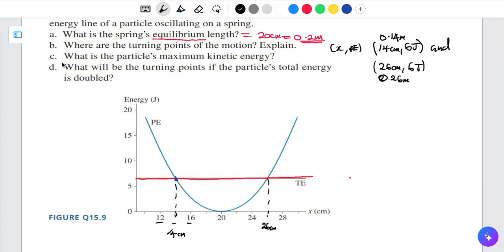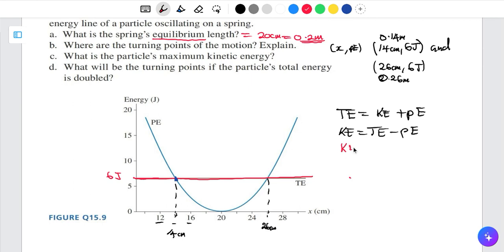So question C: what is the particle's maximum kinetic energy? We have total energy, which is equal to kinetic energy plus potential energy. We are finding the kinetic energy, so kinetic energy is equal to total energy minus potential energy. What is the total energy that we have? It is this one here, where the line is drawn for the total energy, which is approximately 6 joules.